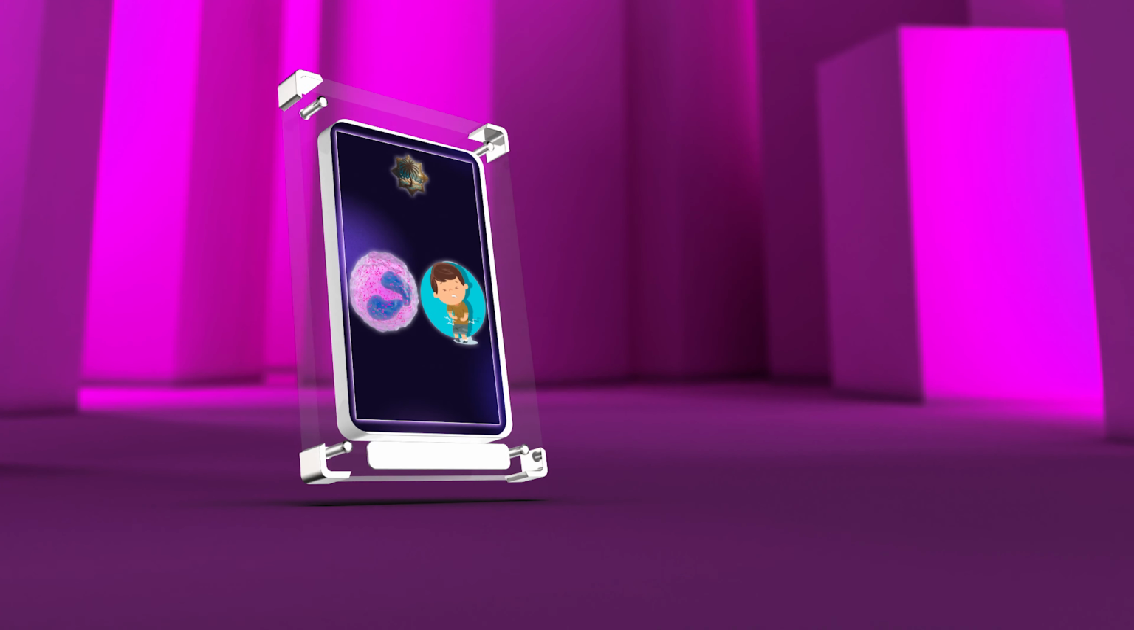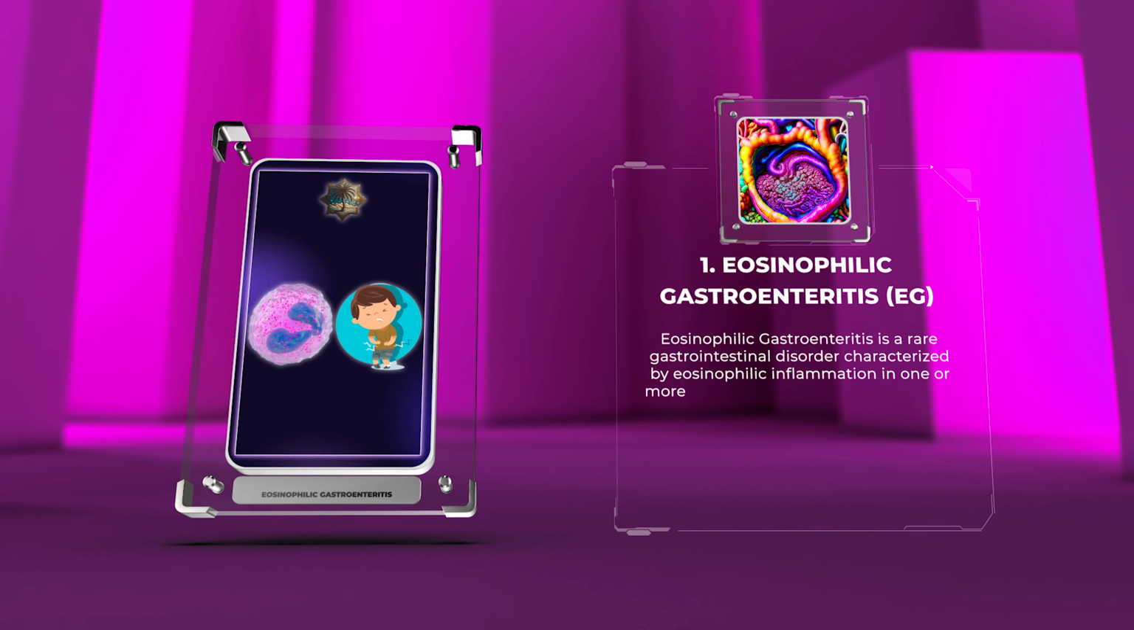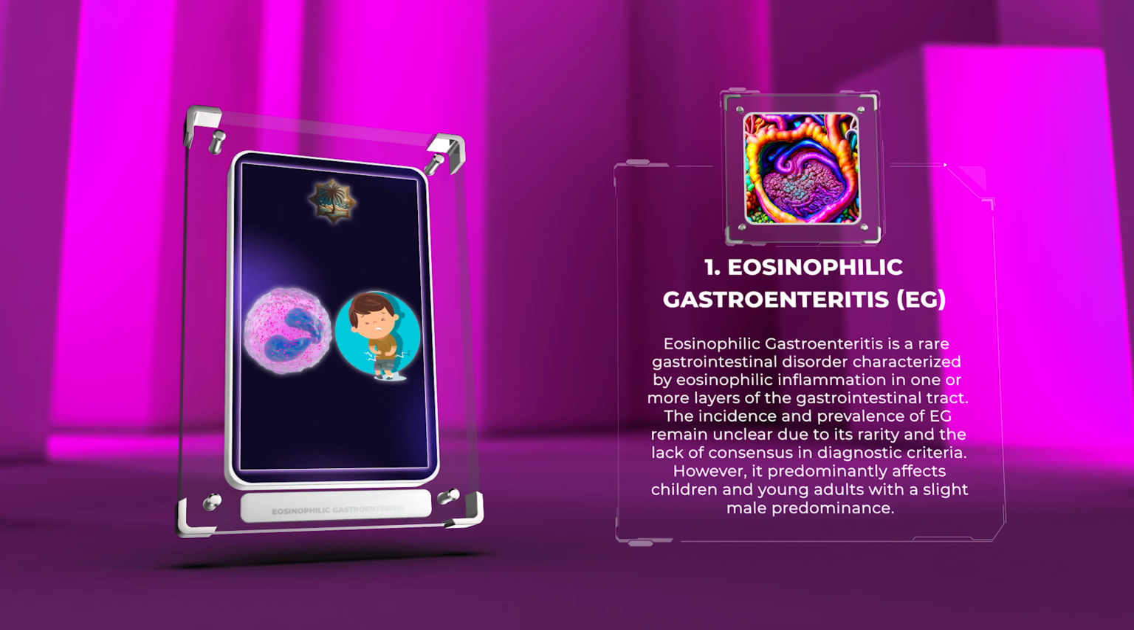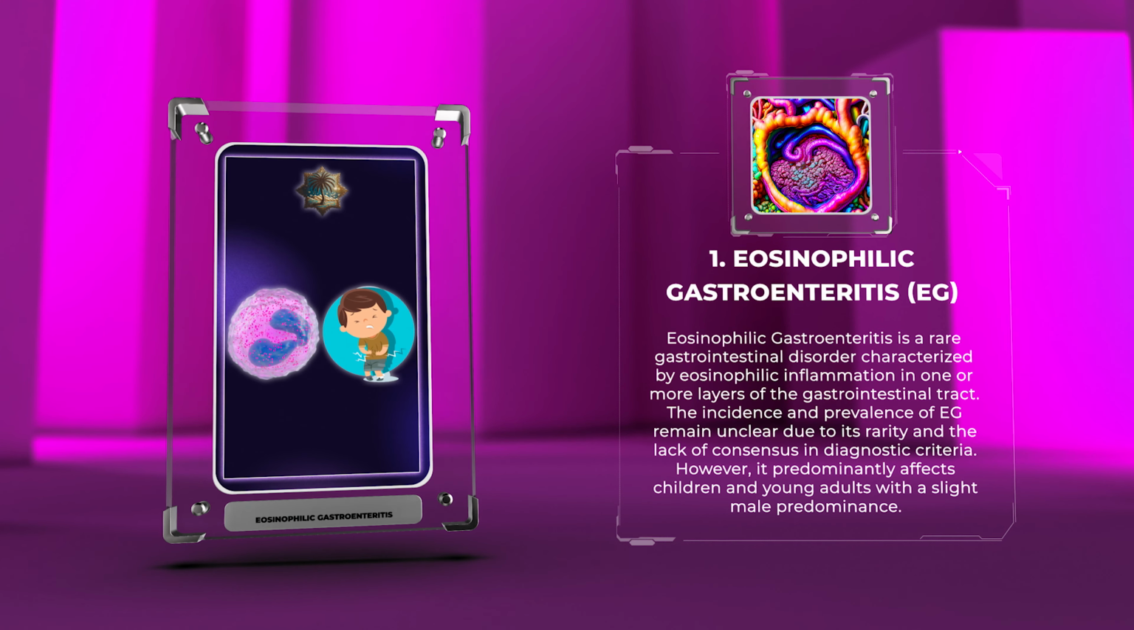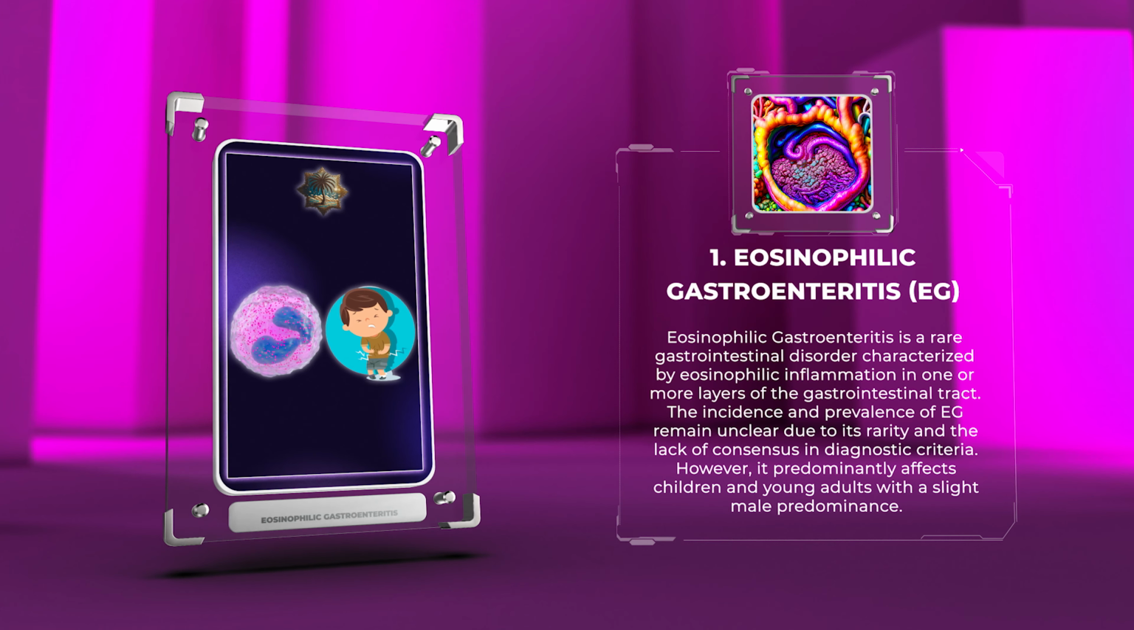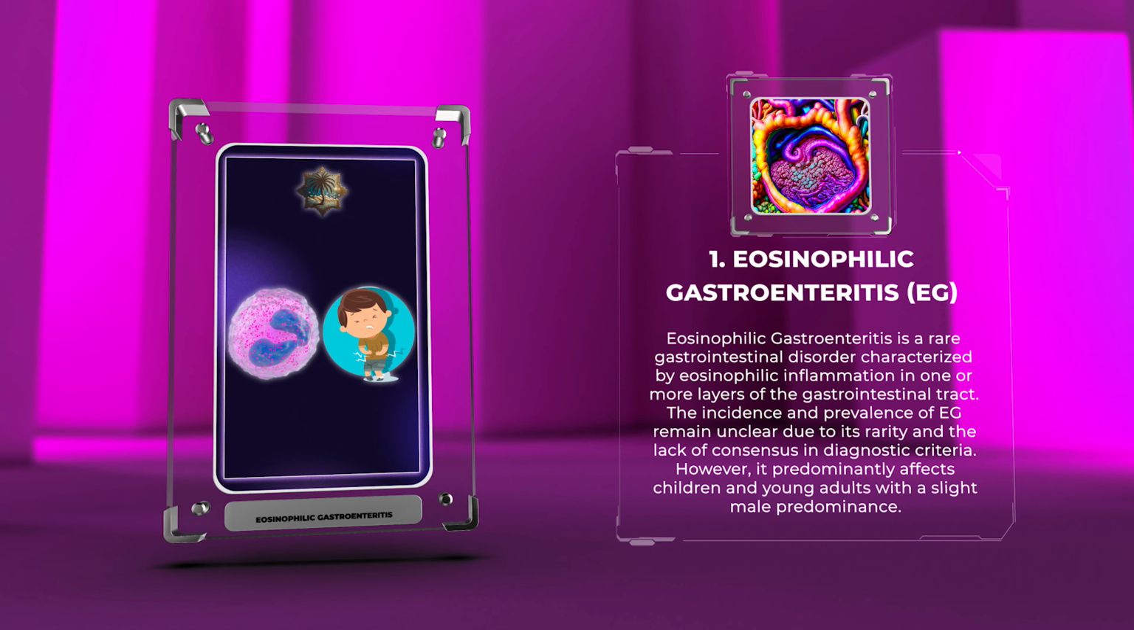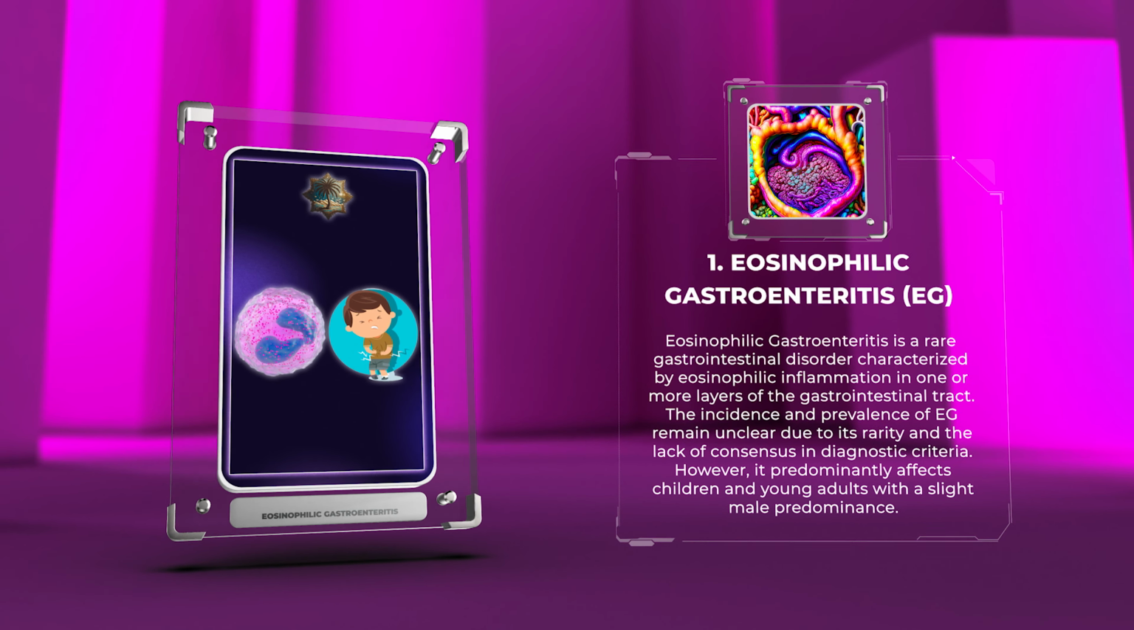Eosinophilic gastroenteritis is a rare gastrointestinal disorder characterized by eosinophilic inflammation in one or more layers of the gastrointestinal tract. The incidence and prevalence of EG remain unclear due to its rarity and the lack of consensus in diagnostic criteria. However, it predominantly affects children and young adults with a slight male predominance.